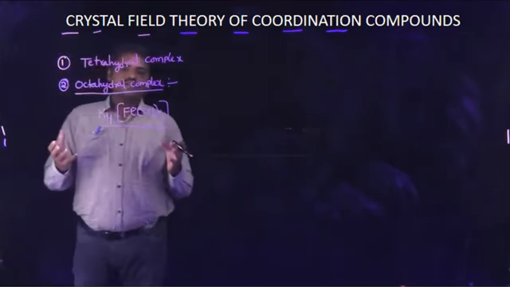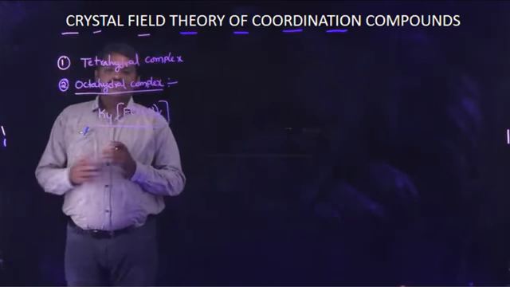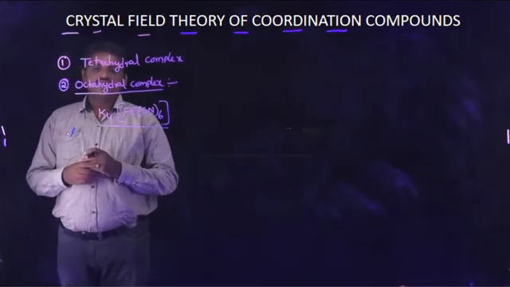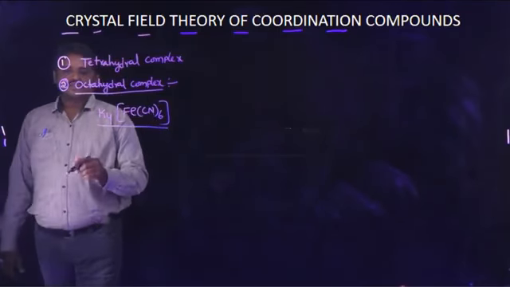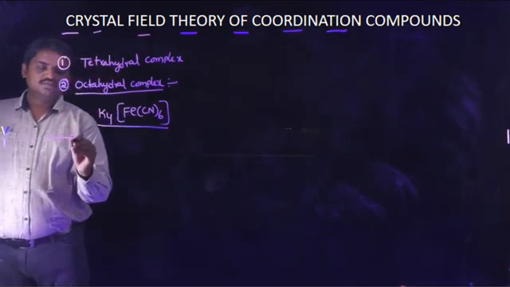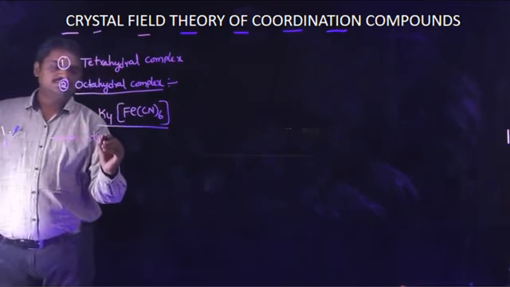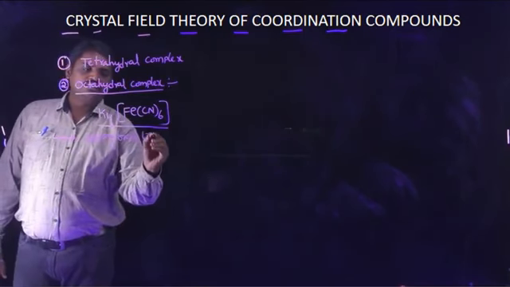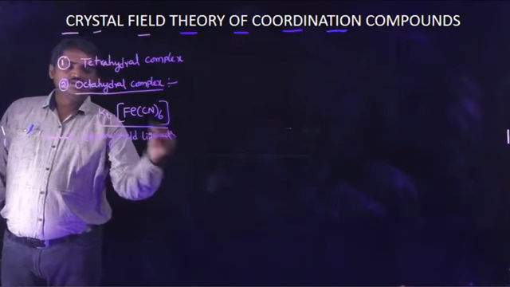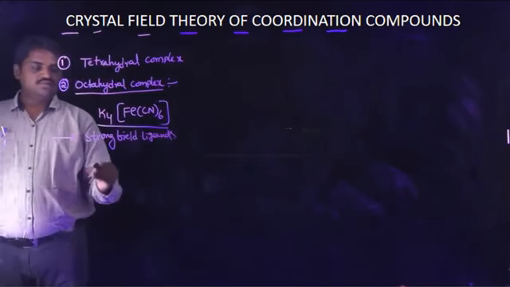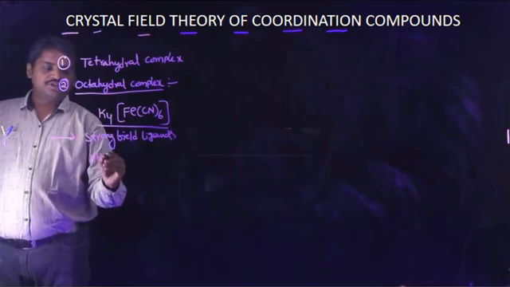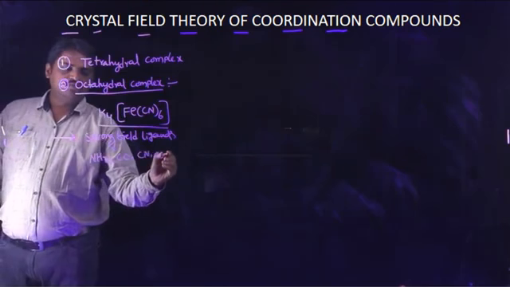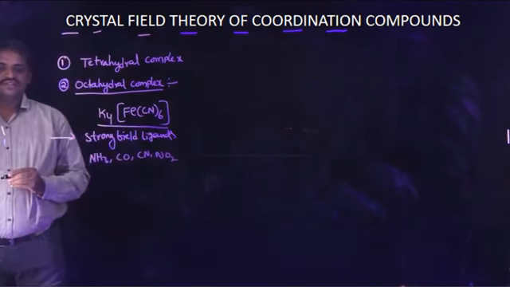The cyanide ion is a strong field ligand. Last class I discussed that ligands are subdivided into two categories on the basis of field strength. One of the categories is strong field ligands. Some examples are NH3, CO, CN-, NO2-. These are the strong field ligands.